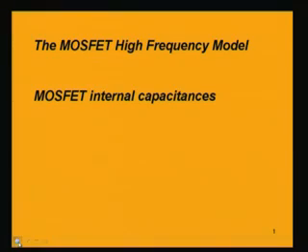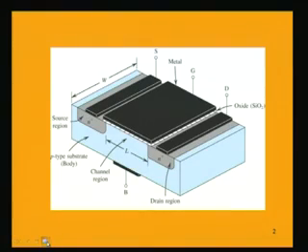Now, the internal capacitances which are present in the MOSFET device are because of the structure of the device. Let us see how the structure of the MOSFET device brings those capacitance effects. For that we will have to go back and see the physical structure once again. So, let us recall the physical structure of the MOSFET device.